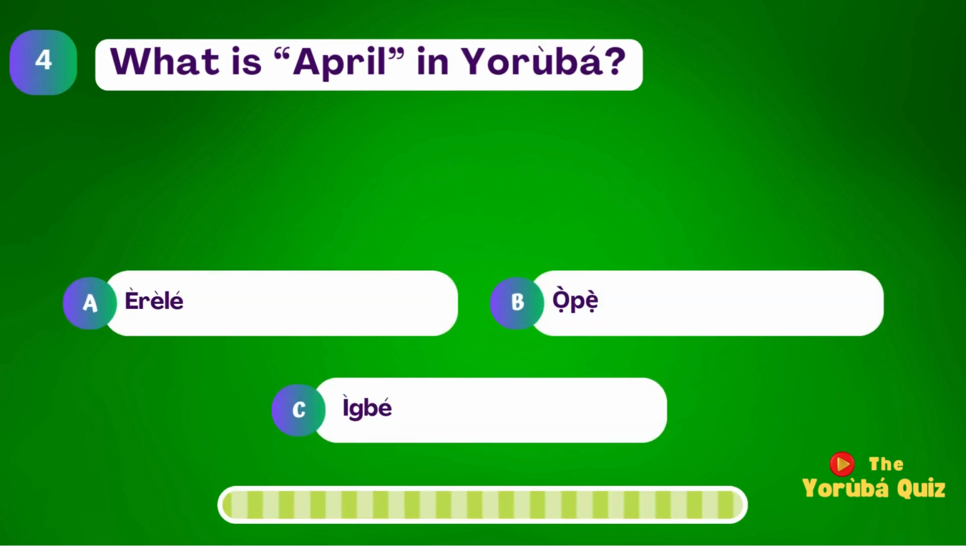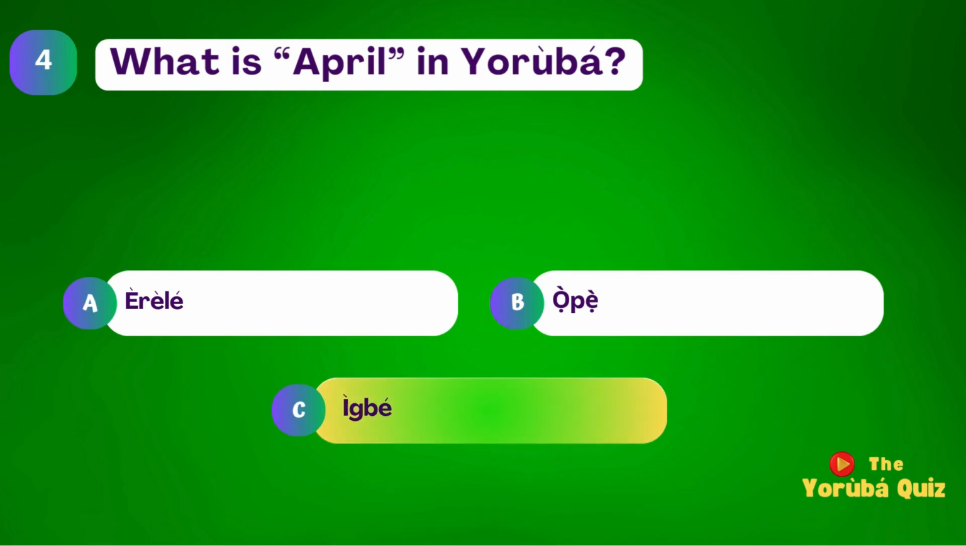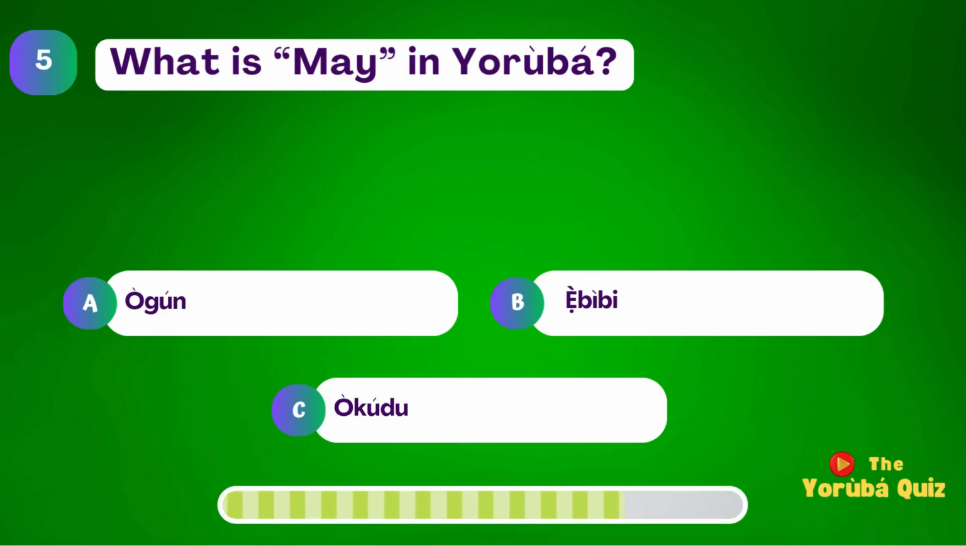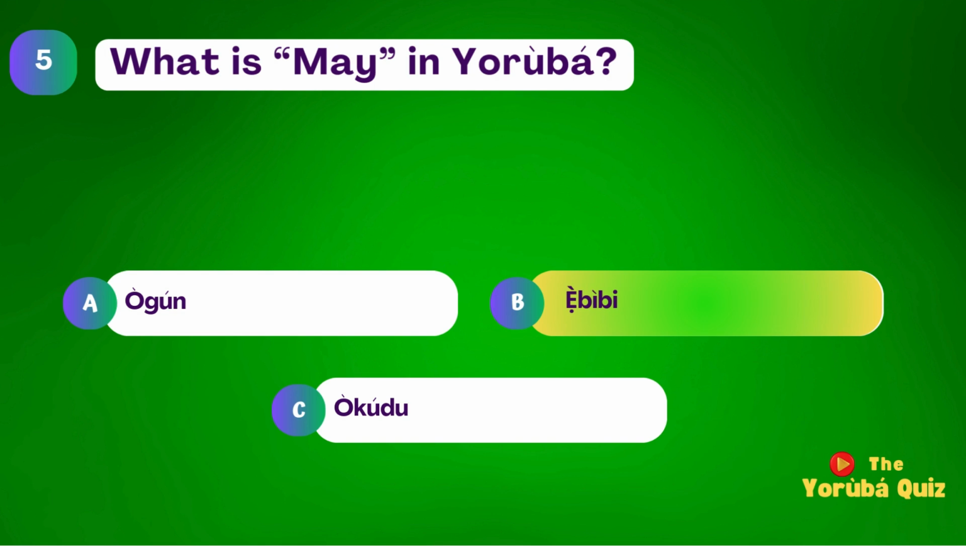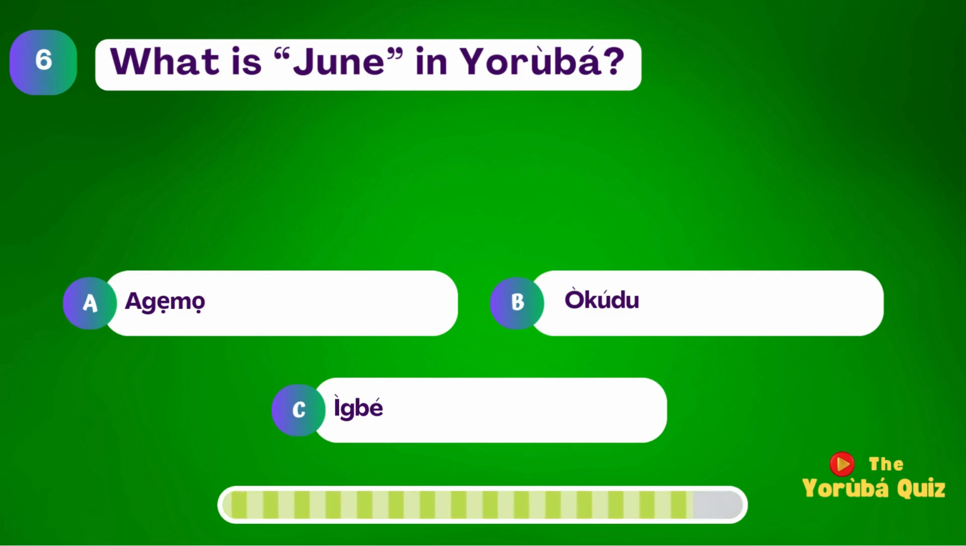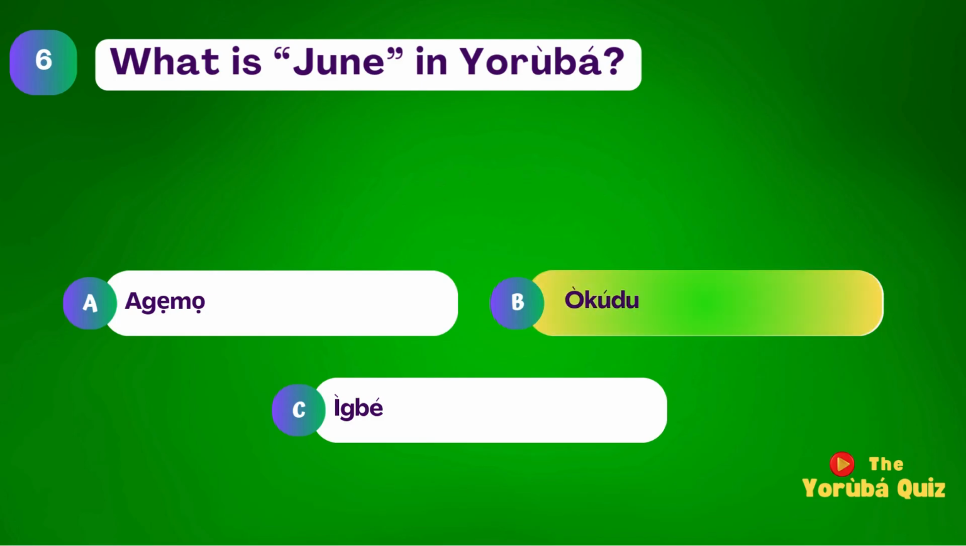What's April in Yoruba? Igbe. What's May in Yoruba? Èbìbí. What's June in Yoruba? Okudu.